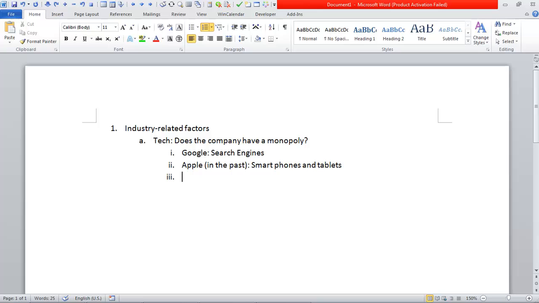Another example would be, let's go with Amazon. They have a monopoly on e-commerce. So although you can use eBay to get bargains on certain products, generally you can get anything you want for cheap on Amazon, and if it's something that's a commodity, you're probably not going to go to eBay. For example, you probably won't go to eBay to buy a USB cord. All right, so that's tech.